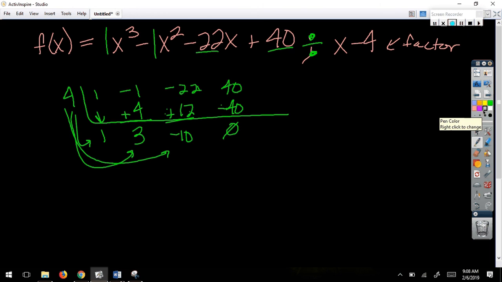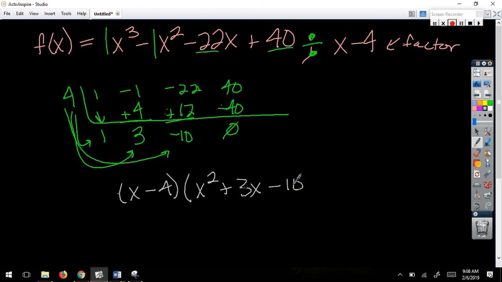This tells me that x minus 4 times what? But my directions were to factor completely, so now I need to look at that quadratic. Does it factor any further? This is an easy one because the leading coefficient is 1. What multiplies to -10 but adds to +3? -2 and 5.